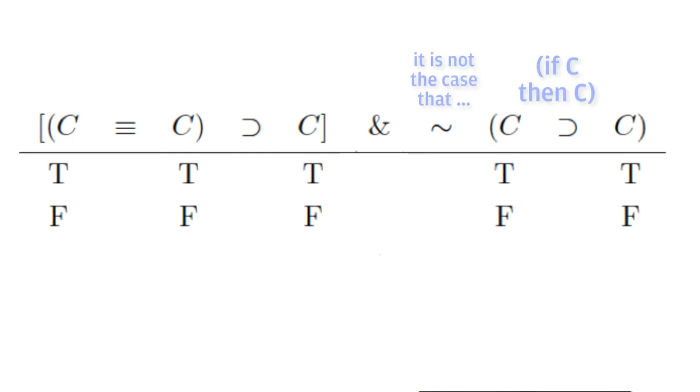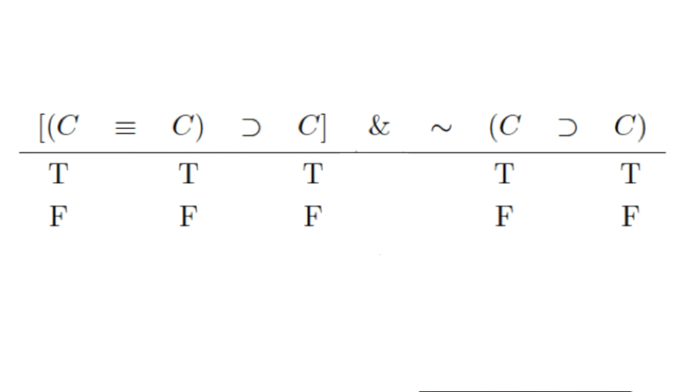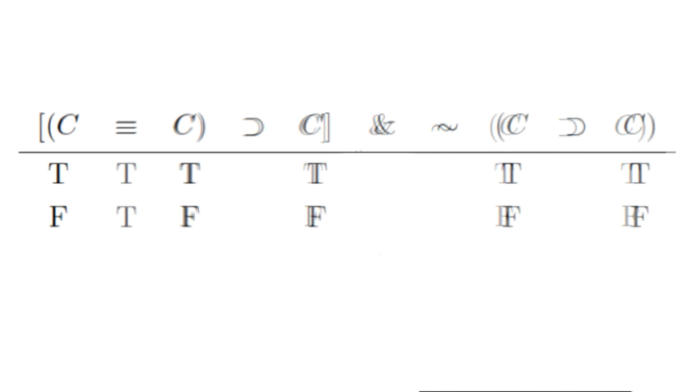Let's start with the conjunct on the left. Inside the parentheses, we have a biconditional sentence, namely C, if and only if C. Remember the rule for biconditionals. They are true when the values match on either side of the triple bar and false otherwise. Do they match? Yes. So we'll input the correct values for the biconditional like this.